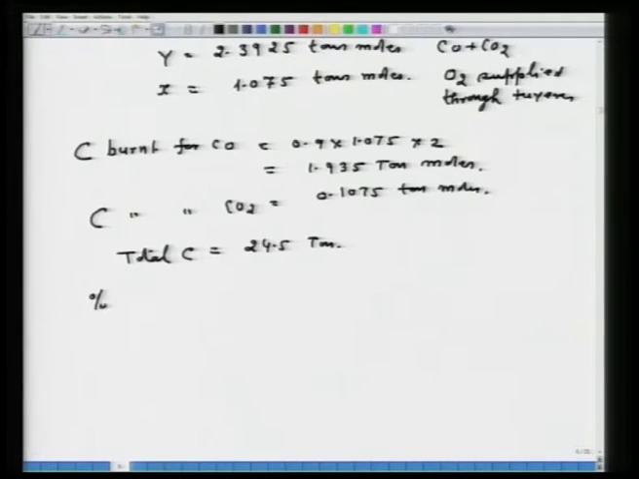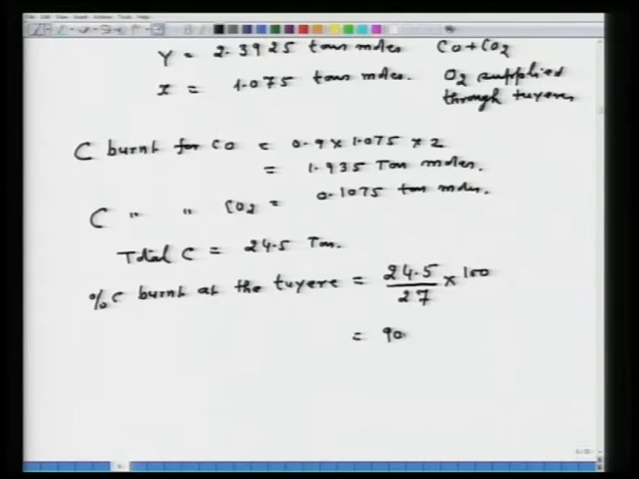So the percent carbon burnt at the tuyeres will be equal to 24.5 upon 27 into 100. So that will be equal to 90.7%, and that is the answer for this.